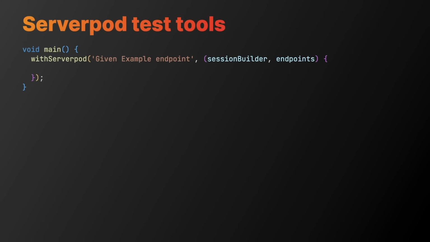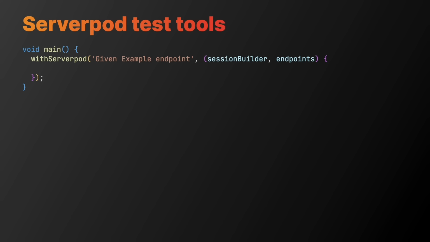In Serverpod 2.2, we've added a test helper called withServerpod that sets up a server for you and lets you call your endpoints just like any other function. The withServerpod function is a test group, but with some extra magic on top. You provide the description just as you would with any test, but we also give you 2 arguments, session builder and endpoints.